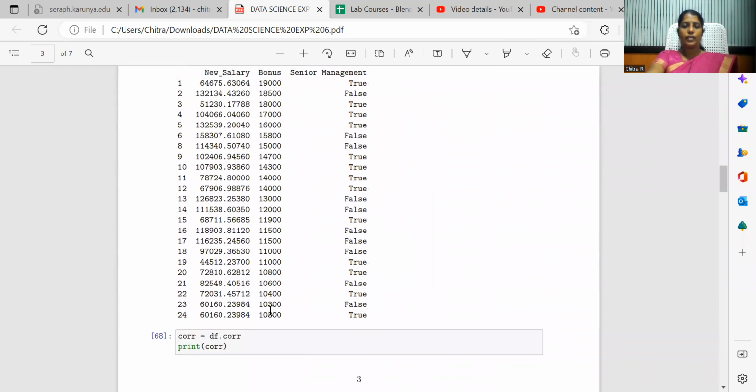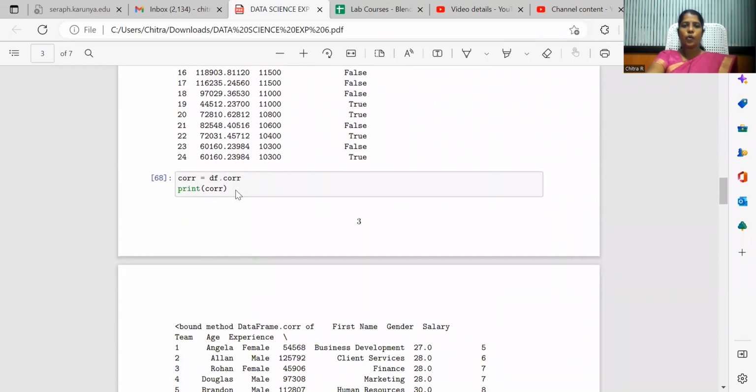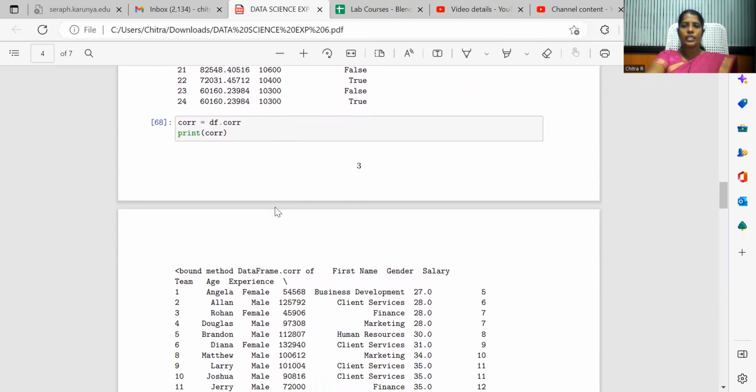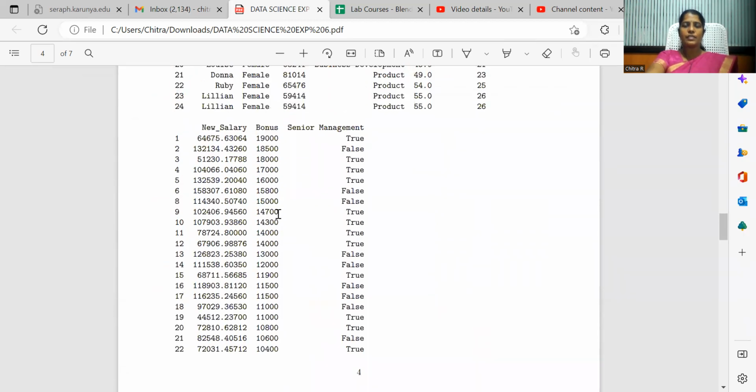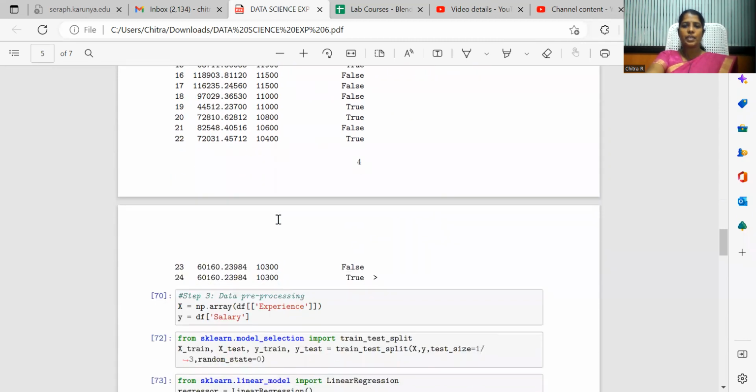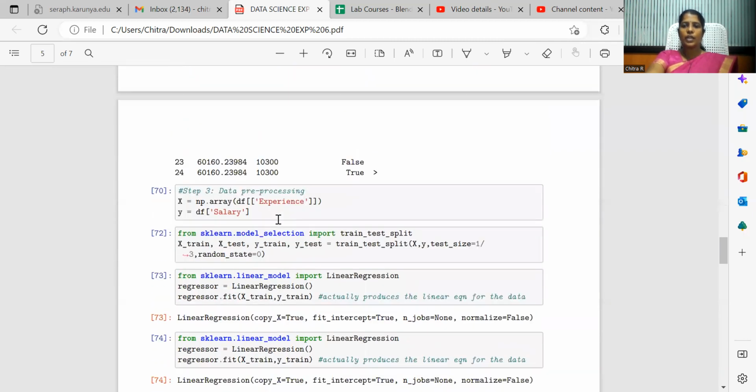And after removing the null values, I have calculated the correlation by using df.corr, which gives the correlation between all the variables. By identifying the correlation, there exists a high correlation between the experience and salary. So I consider only the experience and salary for developing the linear regression model.